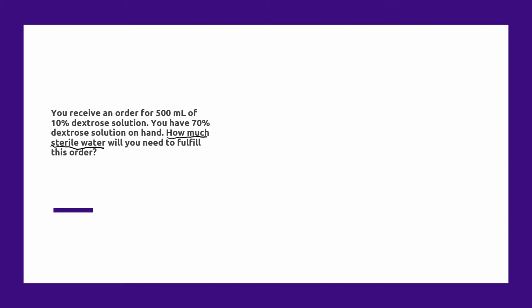So they're telling us that we need to get to 500 mLs of 10% dextrose. That's what we're compounding. We have 70% dextrose on hand. And we know from the way they're asking the question here at the end that we're going to be compounding that 70% dextrose with sterile water. And we specifically need to figure out how much sterile water is needed as part of that 500 ml solution. So the first step is understanding what percentage means as a concentration.